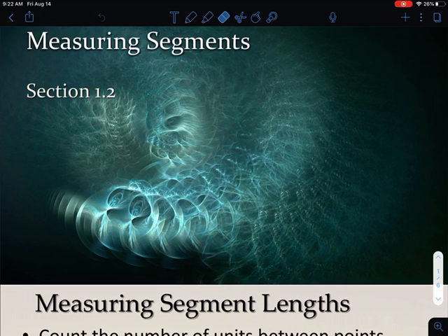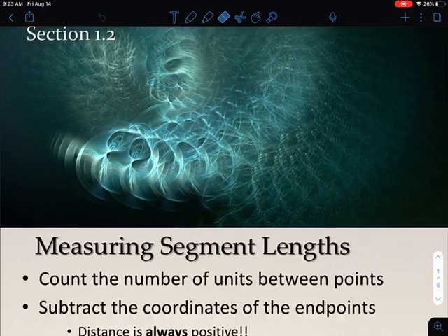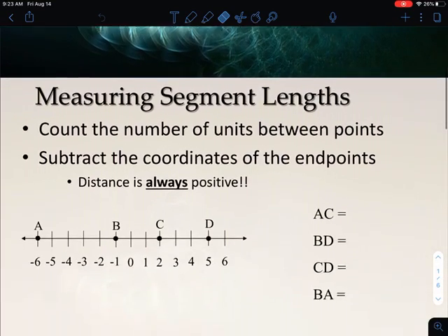Today we're moving on to the next section, which is going to involve measuring segments. So talking about segment lengths, and then a really important concept called the segment addition postulate, which we're going to be using a lot over the course of the entire year.